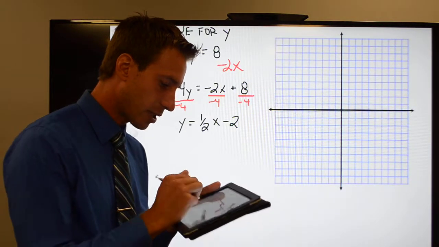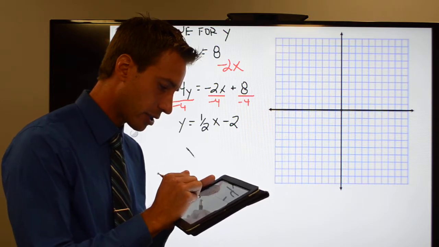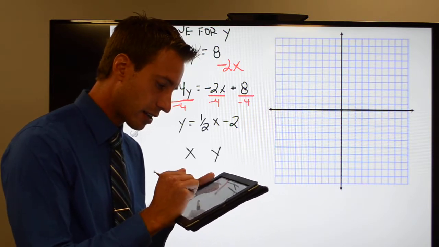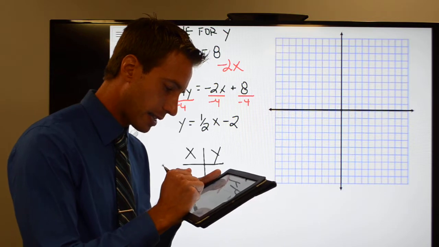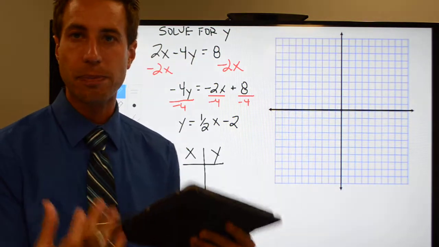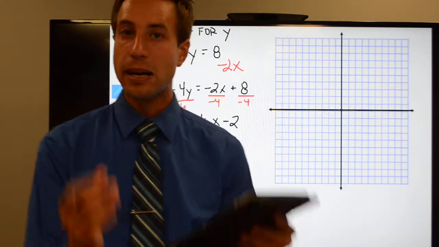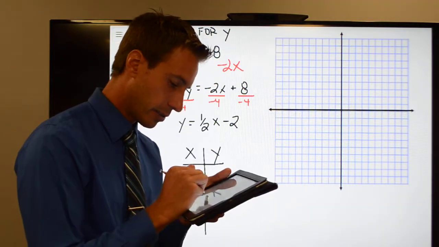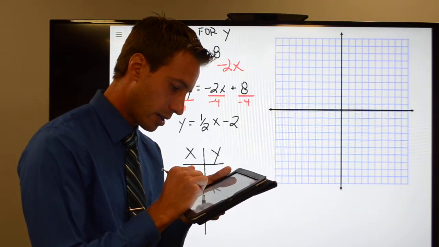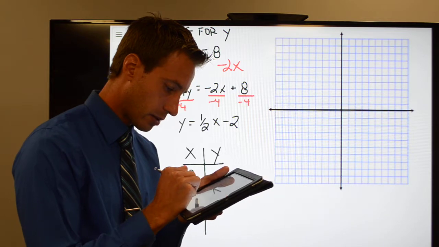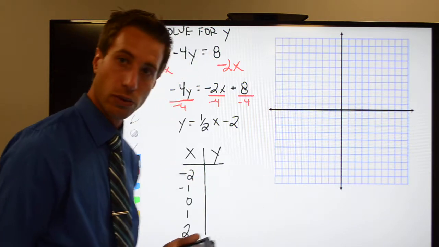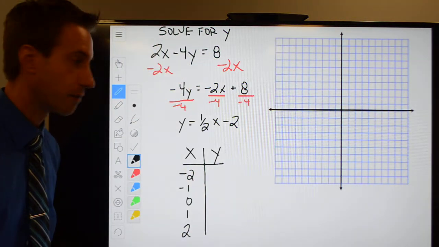Remember, the way the table works is I need x values. I'm going to choose my x values, and I'm going to figure out what y is. Work smarter, not harder. I'm going to pick these numbers because they're easy, not because they're better. So here's negative 2, negative 1, 0, 1, and 2. Those are the values that I'm going to plug in for x.